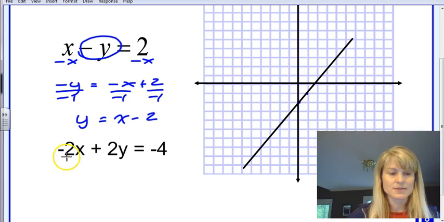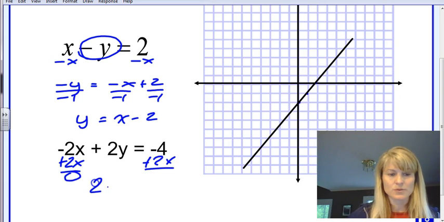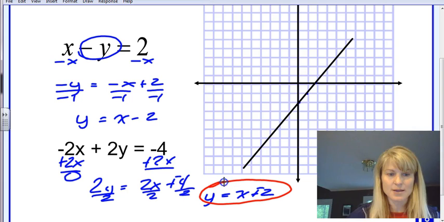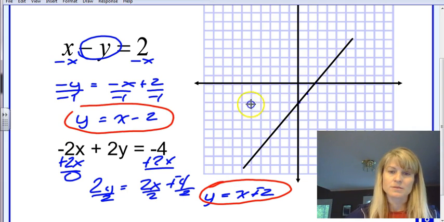And then here we've got to get this into slope-intercept form too. So we're going to add the 2x over here. Now we'll have 2y equals 2x plus 4. Then we're going to divide through by the 2. And then we'll have y equals x plus 2, oh, that's negative, sorry, -4, so that would make that -2. So we'll see that these two equations are exactly the same when we put them together. This equation is y equals x minus 2.